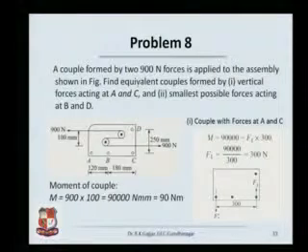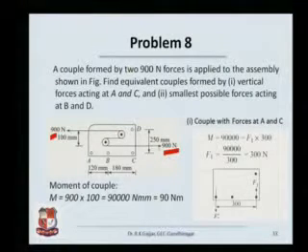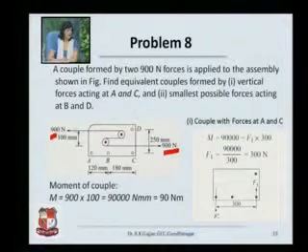A couple formed by two 900 Newton forces. See, here is the 900 Newton force, here is the next 900 Newton force. Both of them are parallel to each other, having the same magnitude, opposite in direction, and therefore they form a couple. They are being applied on the assembly as shown in the figure. Find the equivalent couples.